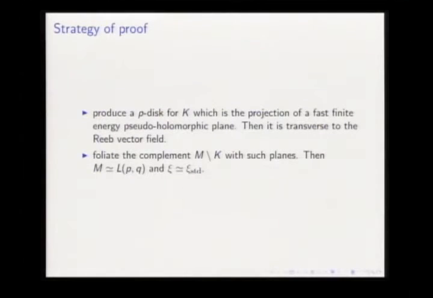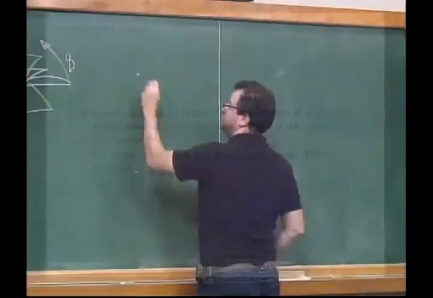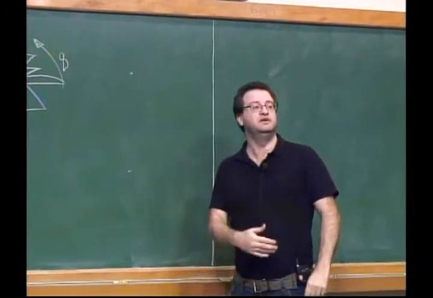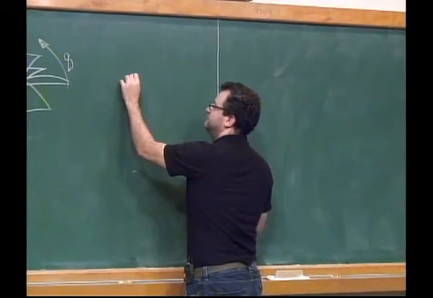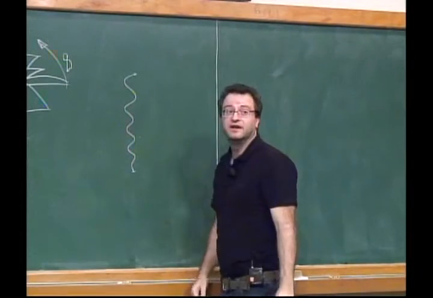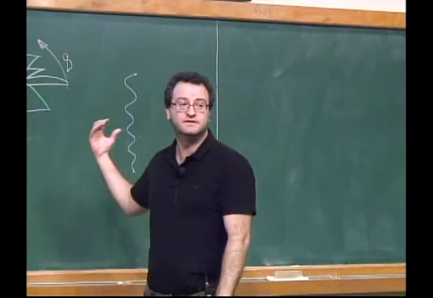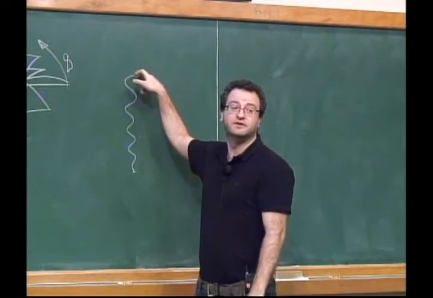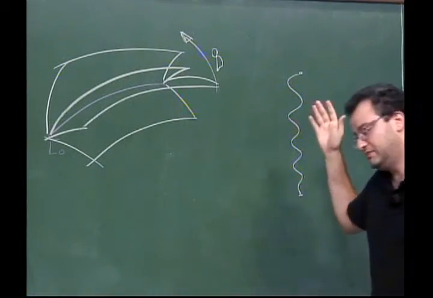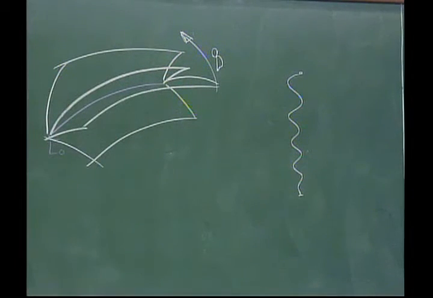Let me draw the very simple picture, which is the following. I will slice this P-knot, and I will draw the P-disk to it, something like that. We are just assuming its existence. We have the contact form, and this is a closed Reeb orbit, and this is the P-disk. It might be any P-disk.